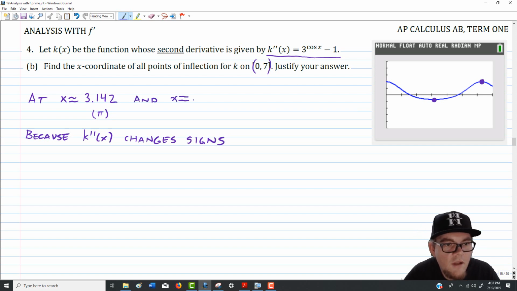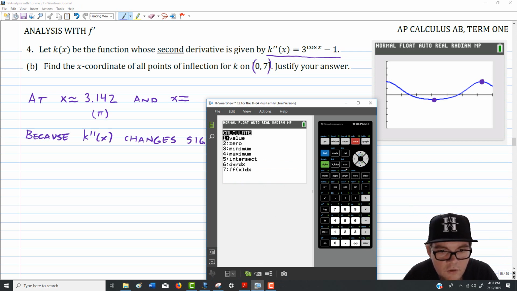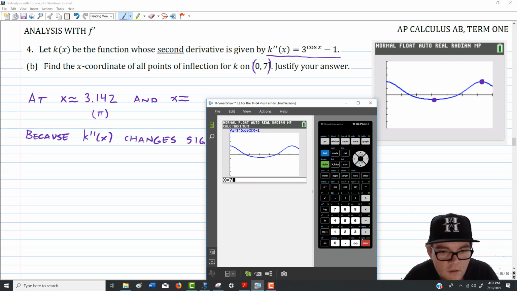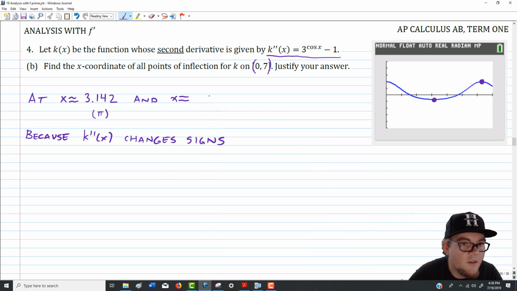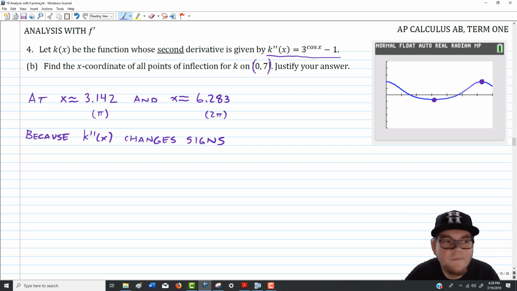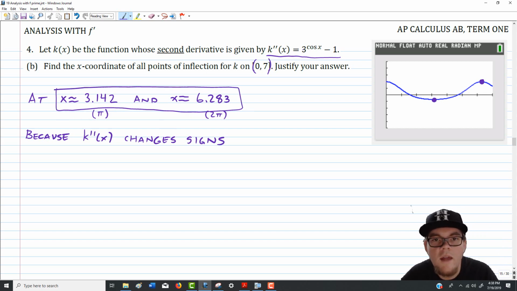And our other one occurs at that relative maximum that we see. So second trace, we'll go 4 for maximum. We'll go right there to 7. We'll guess, not 3, we'll guess 6. It tells us the maximum is at 6.2831. So 6.283. And I bet you can predict what that value is. Indeed, it's 2 pi. So we found our 2 points of inflection for the original graph, which is cool. But again, we were able to work through that because we were given k double prime, and hey, k double prime tells us a ton about points of inflection. Second derivative is, I don't know, the birthplace of points of inflection.